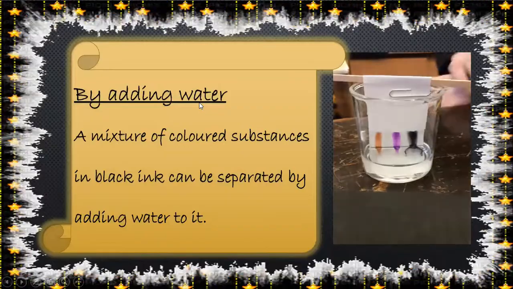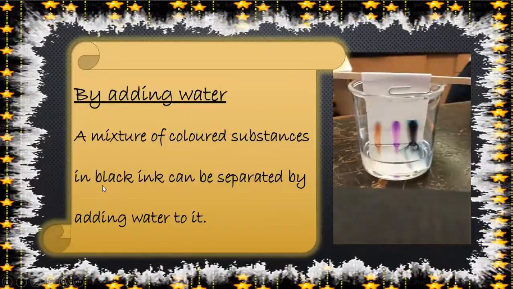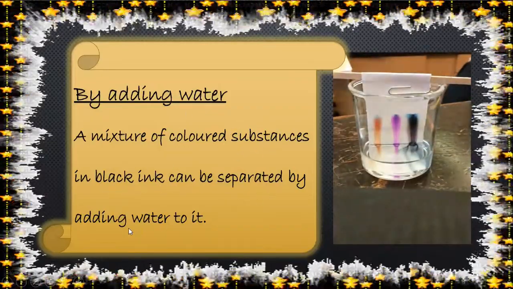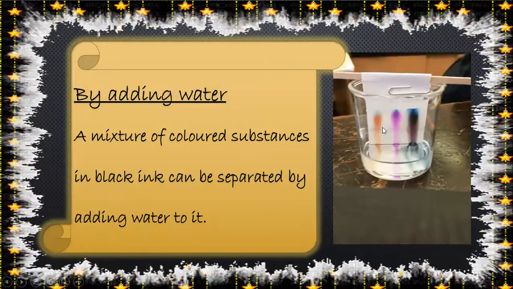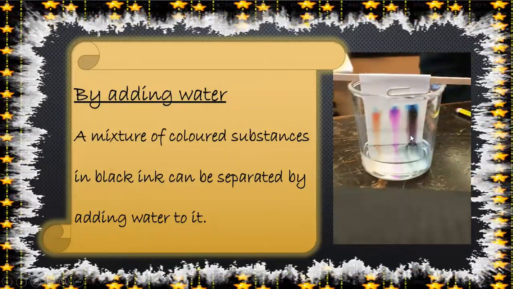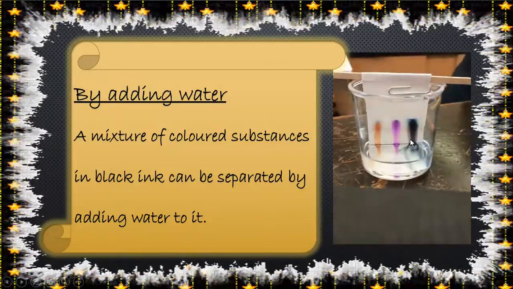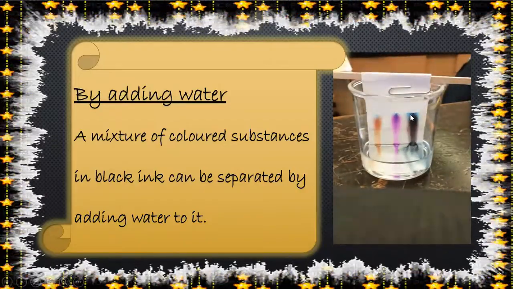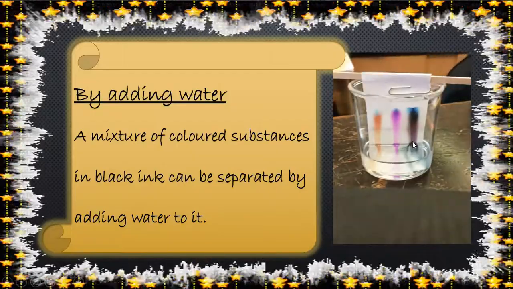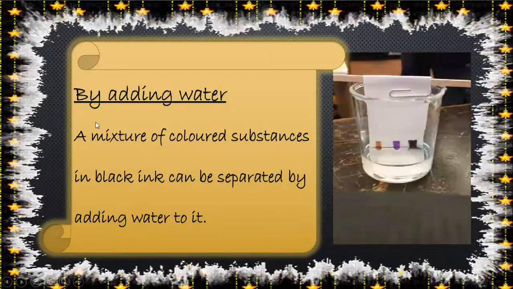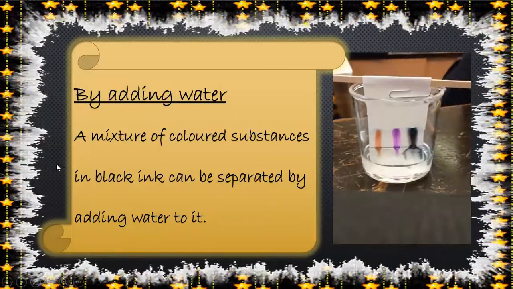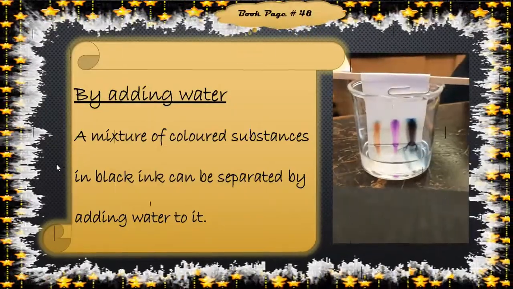By adding water, a mixture of colored substances in black ink can be separated by adding water to it. If you have a different kind of ink and you want to separate it, we just put it inside the water. So you can see how different colors make a single color of ink. Okay, that is the way of separating by adding water. And now we are moving on to the next.